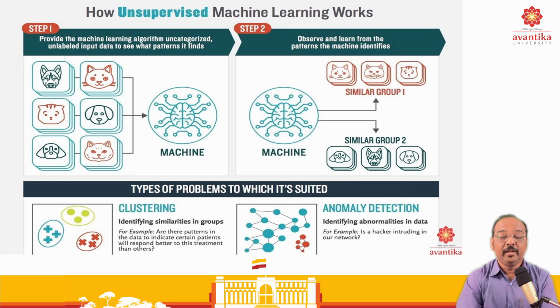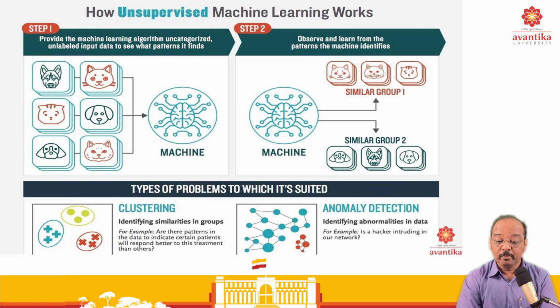So unsupervised learning, in another example in this slide, we can see there are different features of different animals. In case of these features, the machine learns from the observations and different patterns. That is called iterative learning. With reference to that iterative learning, similar groups of these animals are segregated, and that is called clustering. Another learning algorithm is anomaly detection.